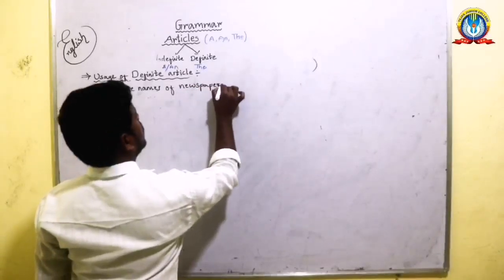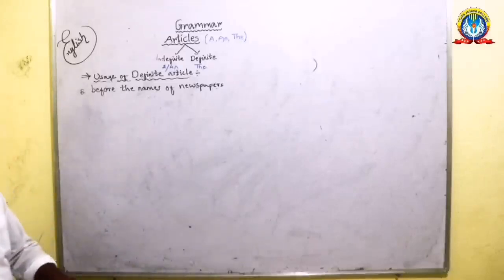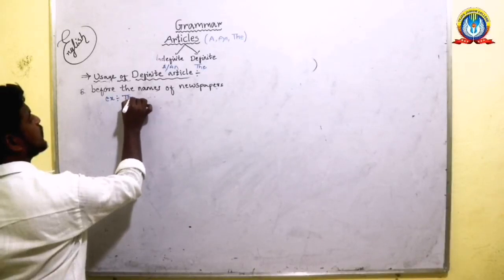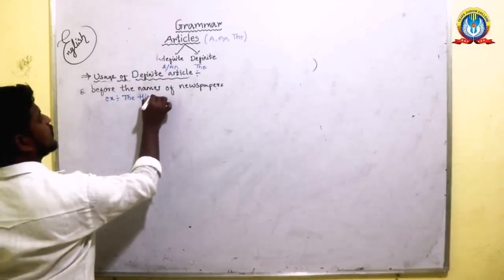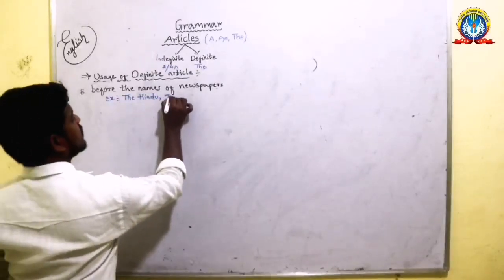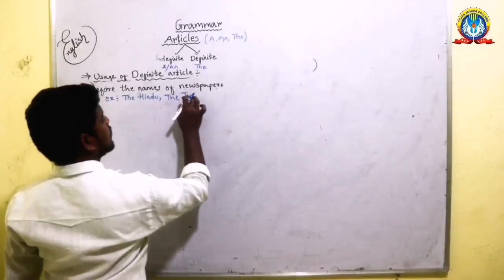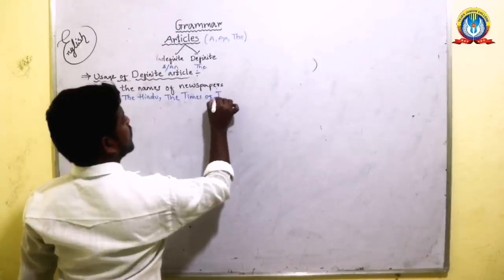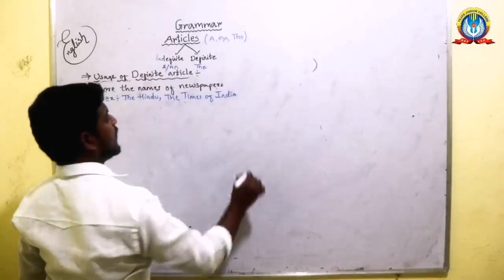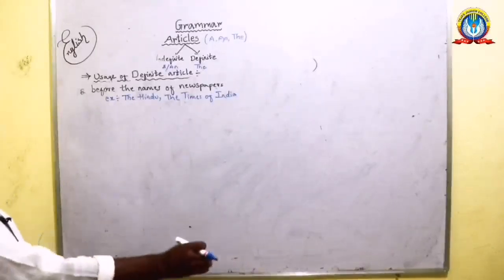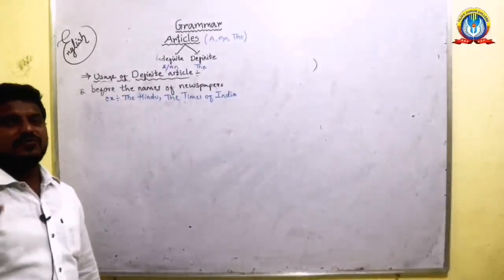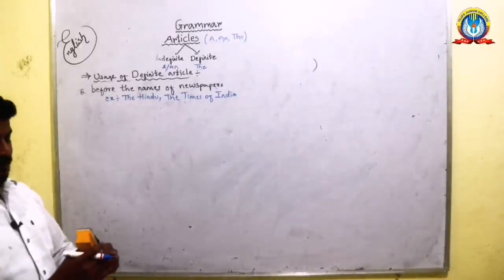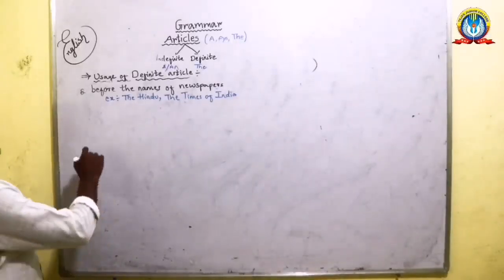Before the names of newspapers. Example, the Times of India, like this. So, article "the" is used before the names of newspapers. That's very clear and simple: the Hindu, the Times of India. So please keep this in your mind.